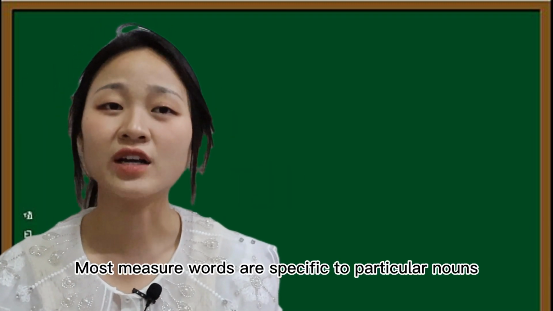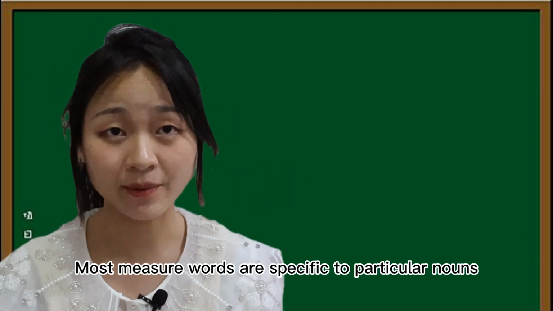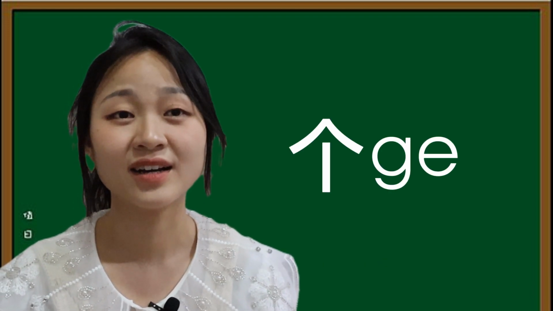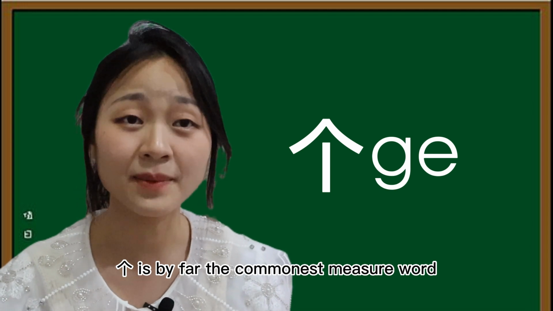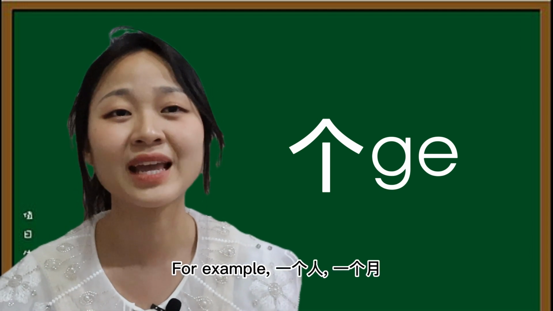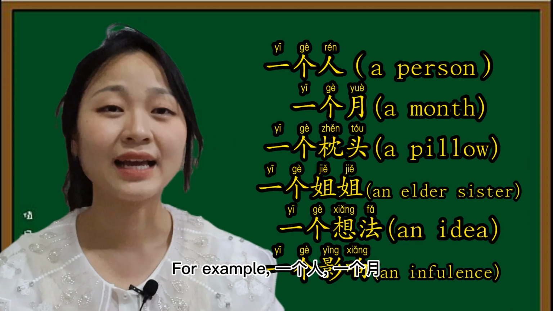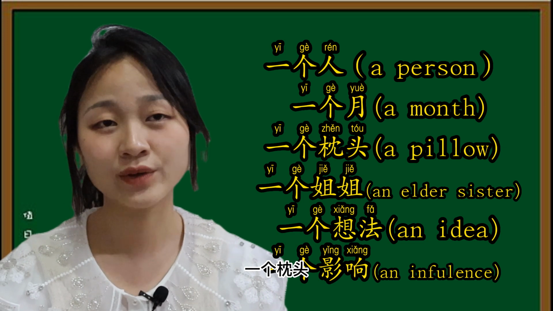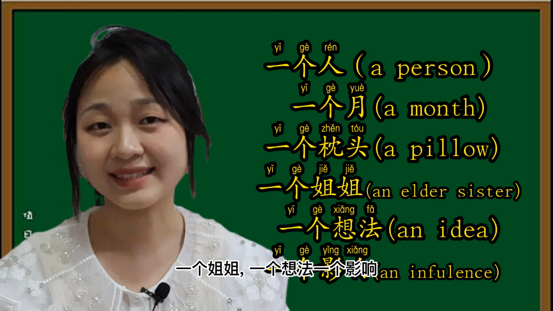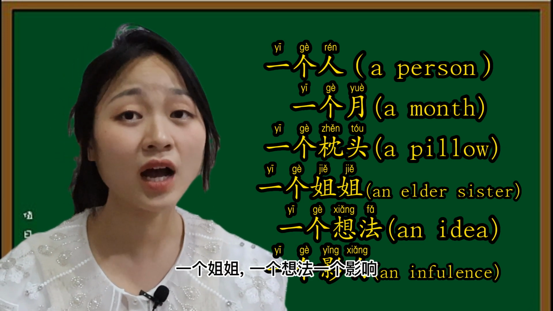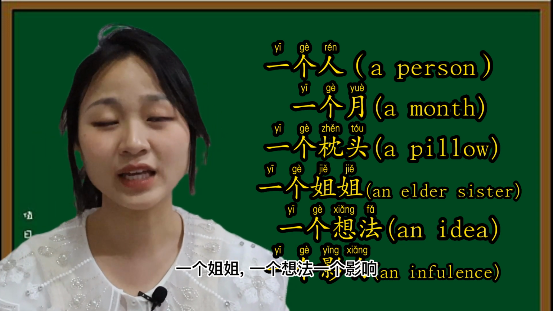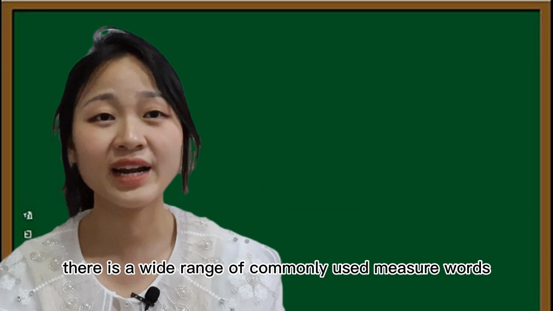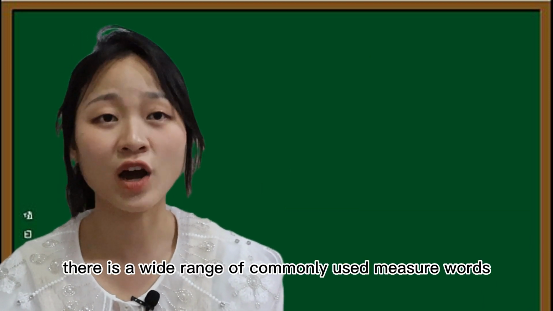Most measure words are specific to particular nouns, but one you should know is 个. 个 is by far the commonest measure word. For example, 一个人, 一个月, 一个枕头, 一个姐姐, 一个想法, 一个影响. In addition to 个 there is a wide range of commonly used measure words.